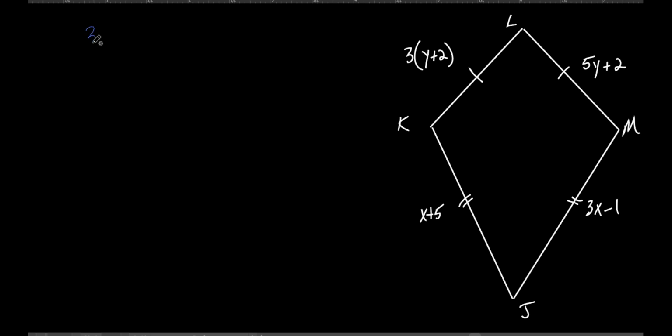I'll get you started. So on the x's, you could go x plus 5 equals 3x minus 1. I'm going to go 3x minus 1 equals what? X plus 5. Any idea why I did that? Why did I put the 3x minus 1 first? You don't have to, but why do you think I did that?